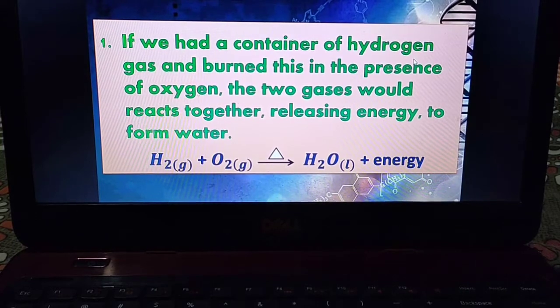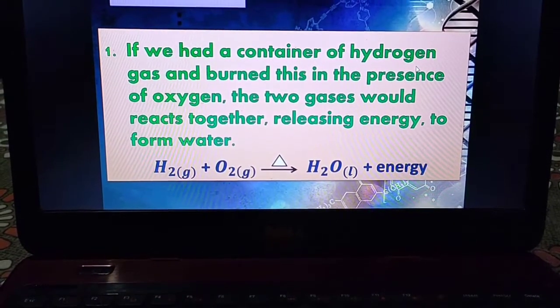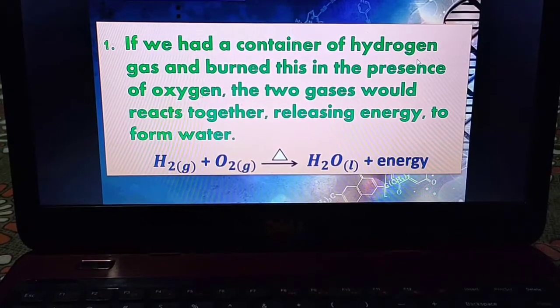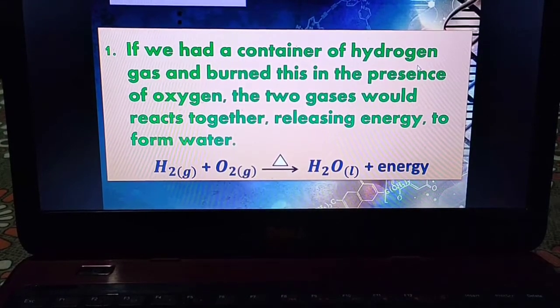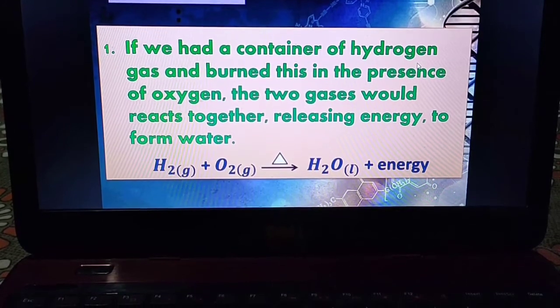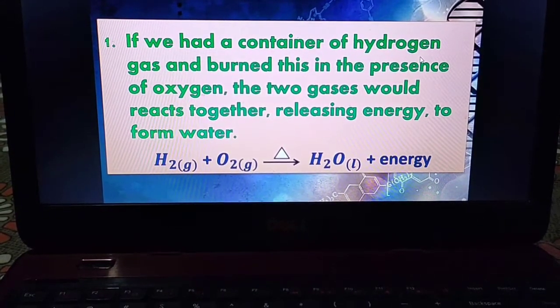Above the arrow you should mention how much temperature or pressure and what catalyst is required in a particular chemical equation. If you write these terms, temperature, pressure and catalyst, above the arrow, then we can make that reaction more informative. Then the second point is physical state.